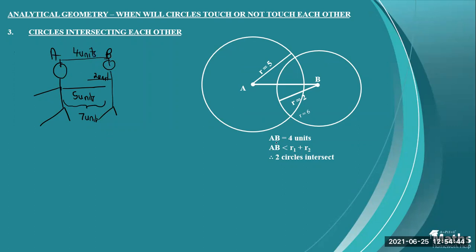So let's look at it in an algebraic manner. AB, the distance formula, that's how you will prove it in the exam. You work with the distance formula. From A to B, for example, you will get 4 units. And because this distance is smaller than the radius 1 plus the radius 2, the two circles therefore will intersect.